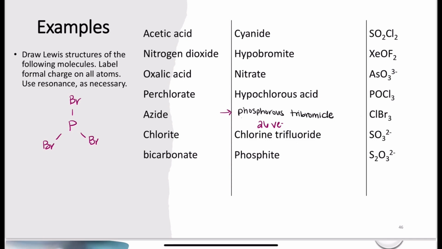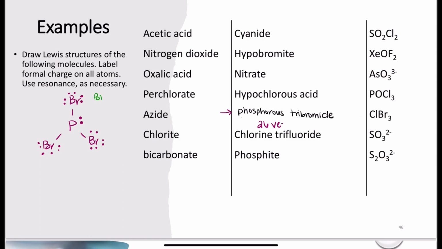Let's go ahead and give our outer atoms our octet. 2, 4, 6, 8, 10, 12, 14, 16, 18. If I add that to what's already been used, I'm up to 24 electrons. I have 2 remaining. I'm going to go ahead and put those in my central atom. Now I'm going to check my overall formal charge.